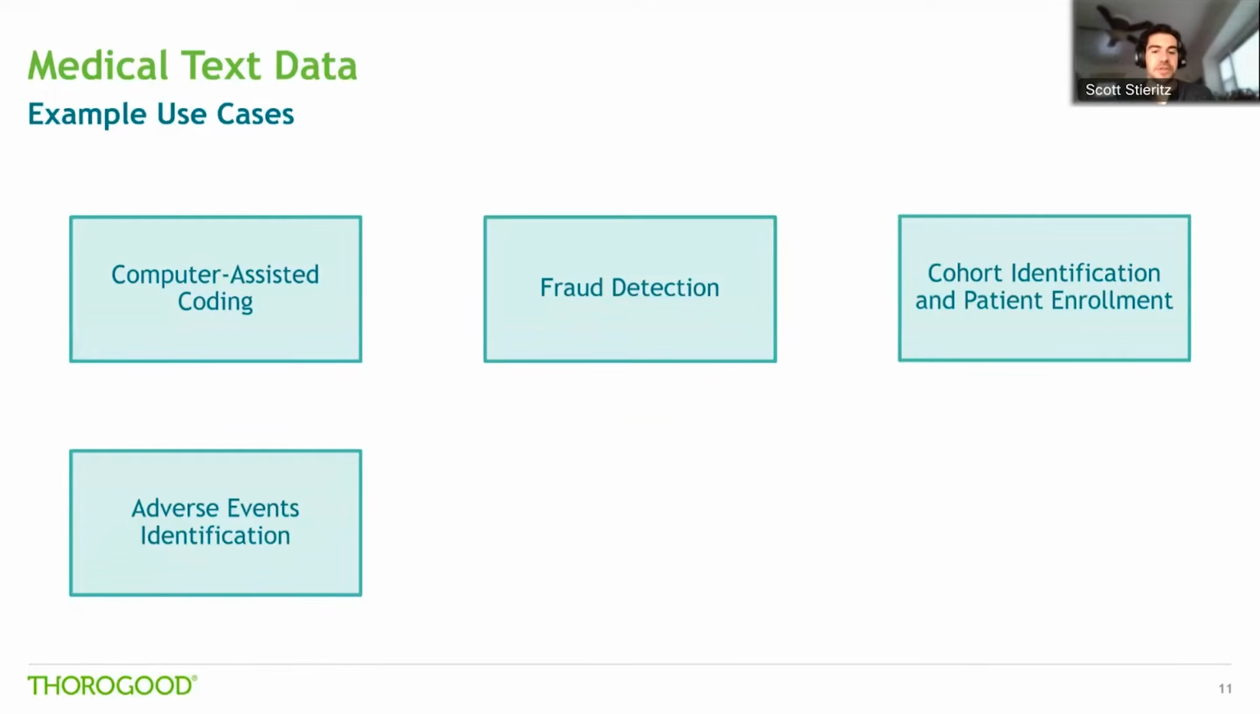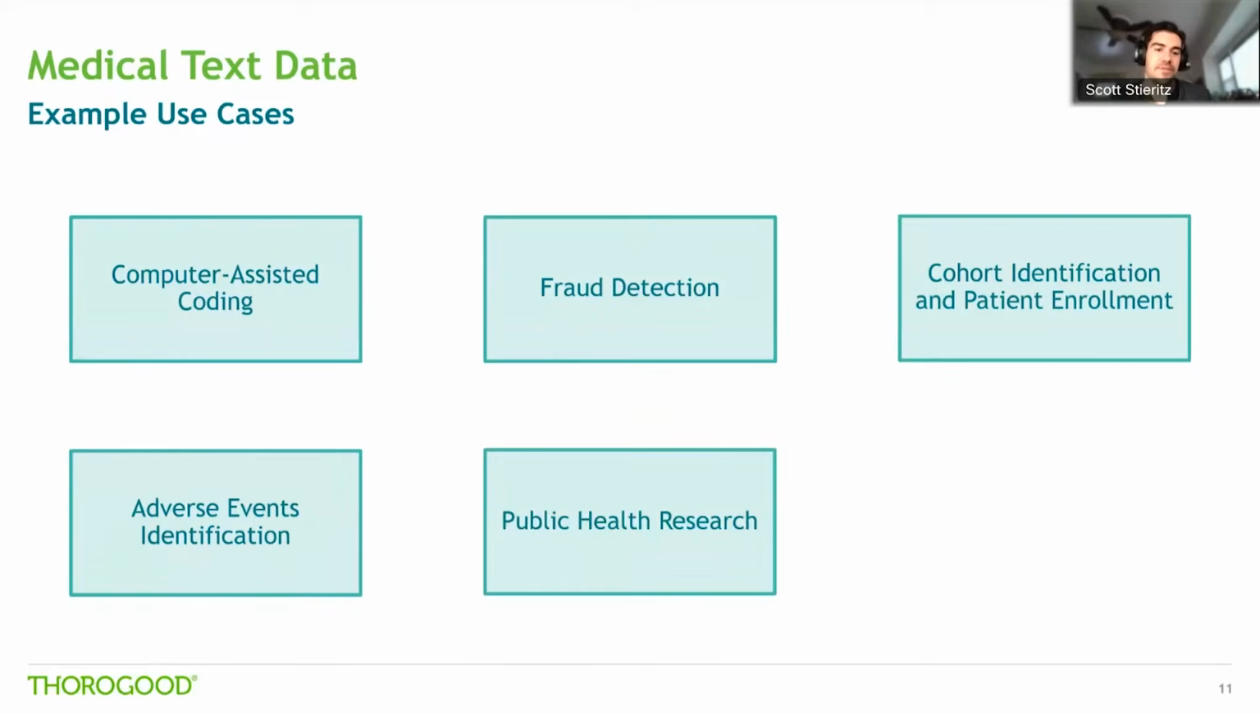So we can use information like physician notes or diagnoses or discharge summaries, which is often text data, to more rapidly identify instances in which a medical encounter might imply the presence of an adverse event.